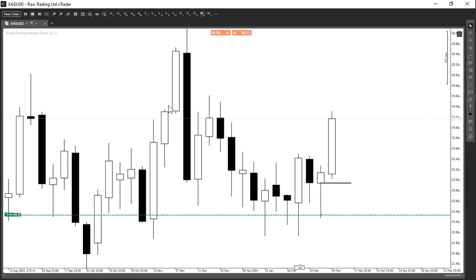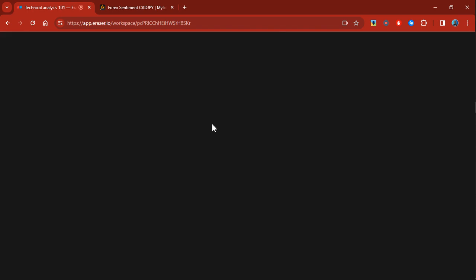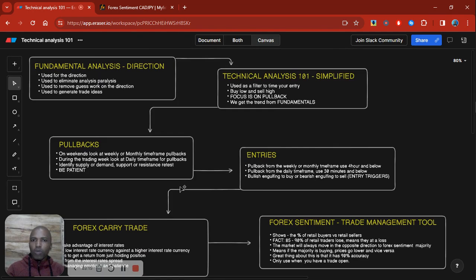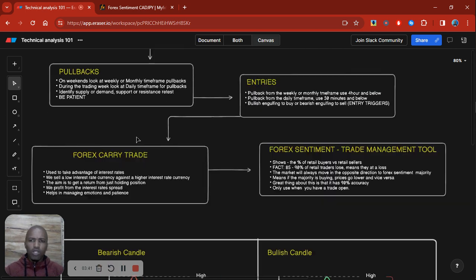So I just wanted to give you guys an update on that front, that once we have actually identified our pullbacks and our entries, then we should also have an understanding of the forex carry trade, because we need to be incentivized, we need to be motivated to hold our positions while we wait for our trade to move in our direction. We need to be incentivized for being patient enough to hold the trade and allow it to move in your direction, right? So this is just what I wanted to cover with you guys in this video. And also lastly, forex sentiment.